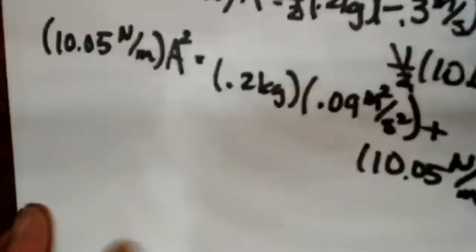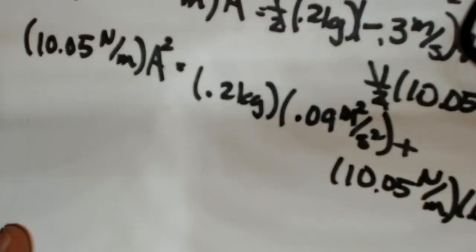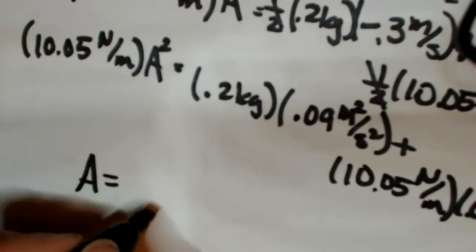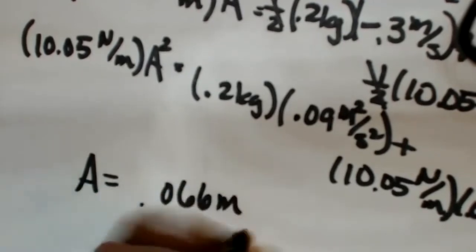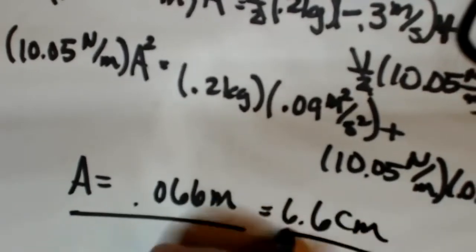So all you got is a bunch of math now. You just got to multiply these numbers out, solve for A. So when I did that, I hope I did it right. I got A is equal to 0.066 meters, or 6.6 centimeters if you want to write it in centimeters.